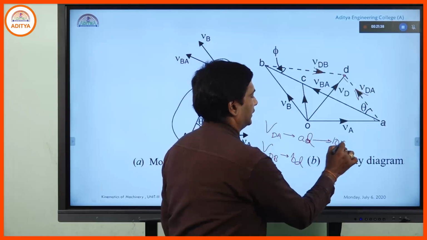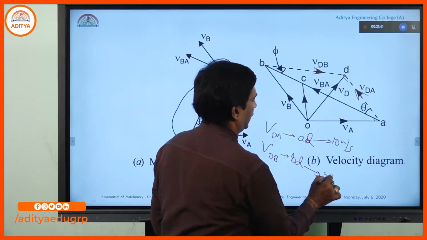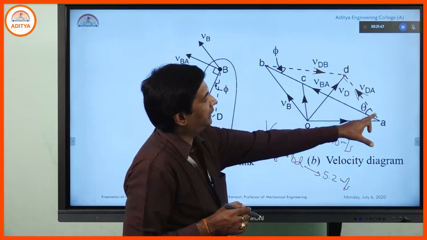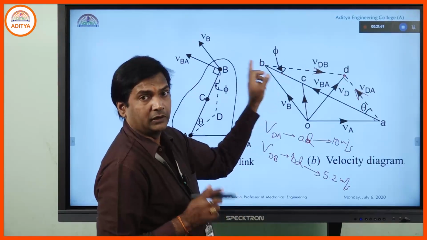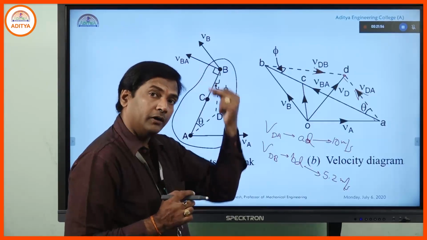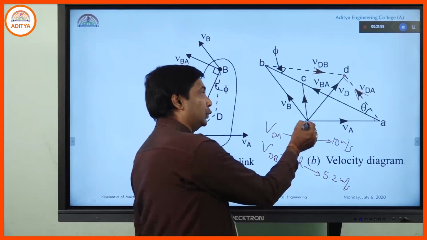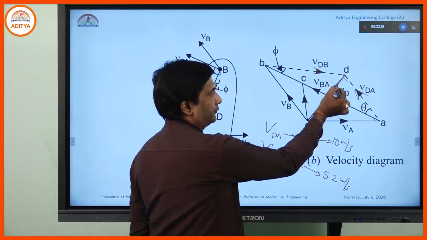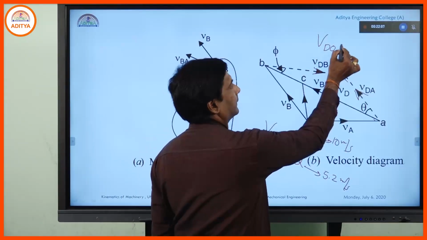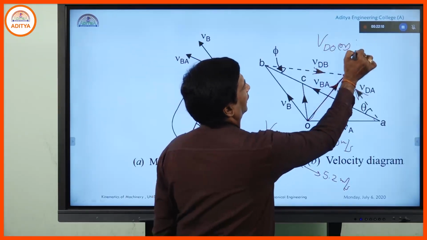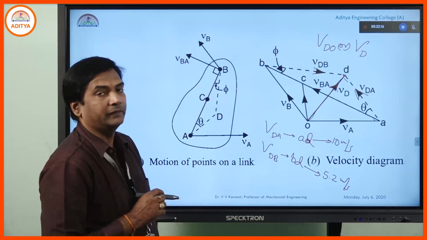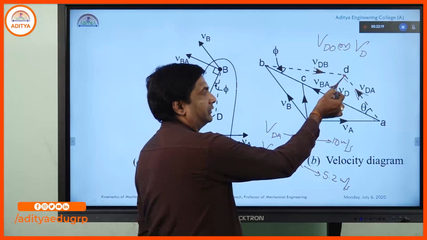It may be some 10 meters per second and this may be 5.2 meters per second, like this we will get it. So velocity of D with respect to A and velocity of D with respect to B are known to you. Now if we want to get the velocity of D with respect to the originated point or starting point or fixed point O, then join with O. Then it will be called velocity of D with respect to O, or because this is the fixed point, we can remove the point O and represent it as VD. So this can be known.